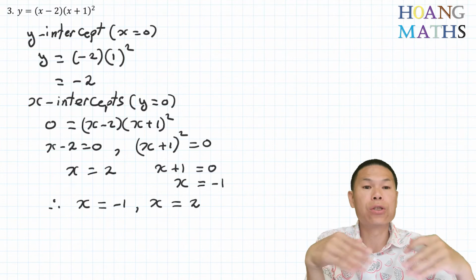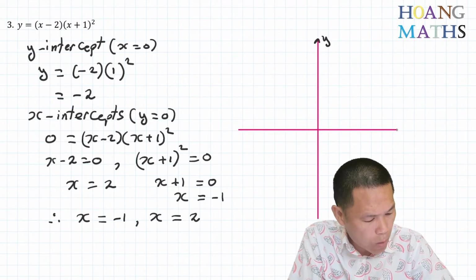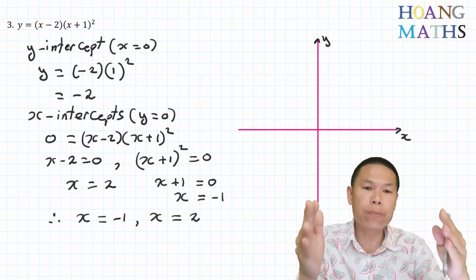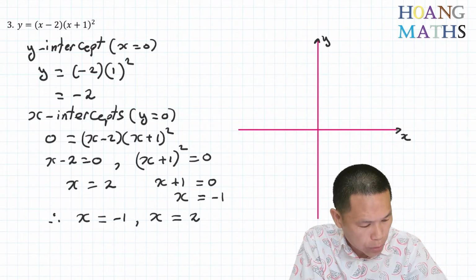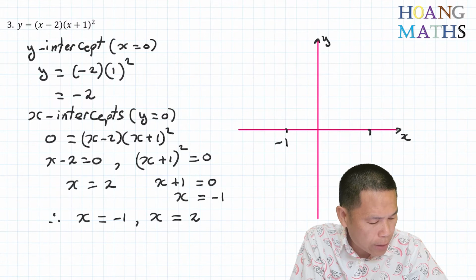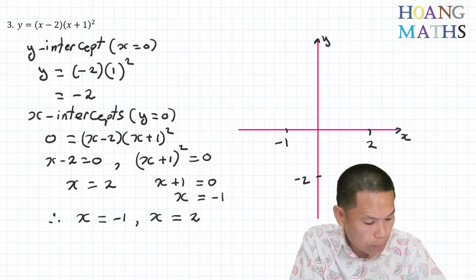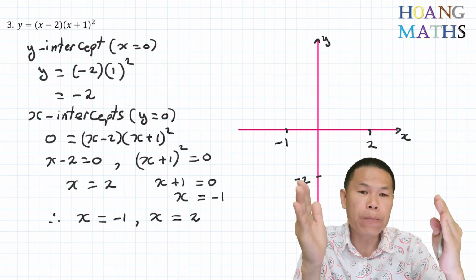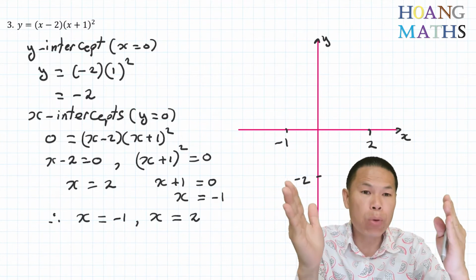So now I just graph it. So this is y, this is x, and the x-intercepts are -1 and 2. So I just write -1 here, roughly, and 2 is roughly here, okay? Just roughly we do, and -2 here. And do not forget, at x equal -1 is the turning point.